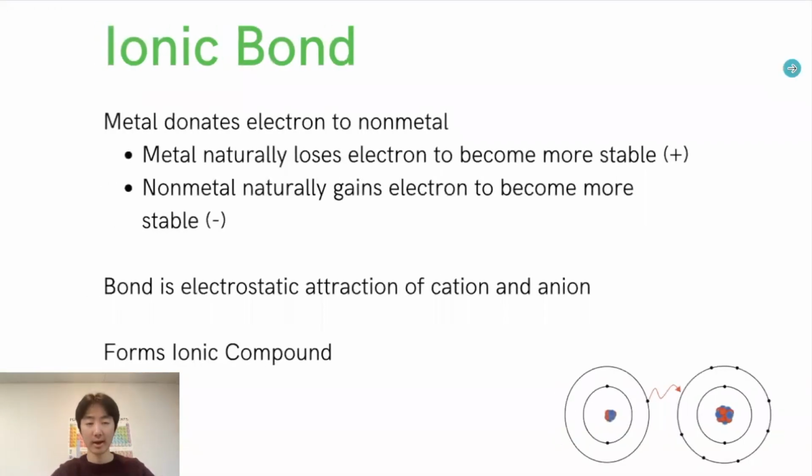To start off, you might be asking, what are ionic bonds? An ionic bond is when a metal donates an electron to a non-metal, because by nature a metal loses an electron and a non-metal gains an electron to become more stable. The metal is the cation in this case, and the non-metal is the anion. Basically, these form an ionic compound, and the ionic bond created is the electrostatic attraction, the plus-minus attraction, between the cation and the anion. This diagram to the bottom right shows a good description of it.